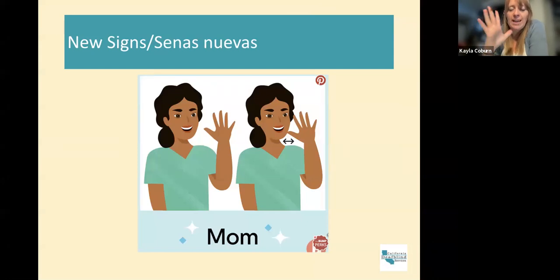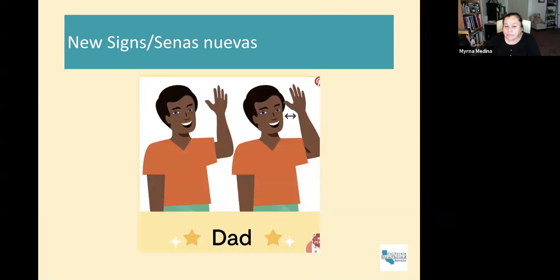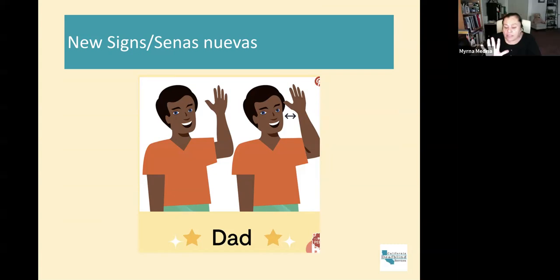Mom is an open hand and you put your thumb on your chin. Para mamá, ustedes tienen la mano abierta y lo ponen en su barbilla. For dad, you put the same hand up on your forehead. Para papá, ustedes tienen la misma mano en la frente.